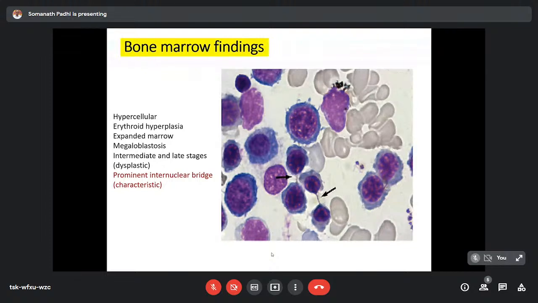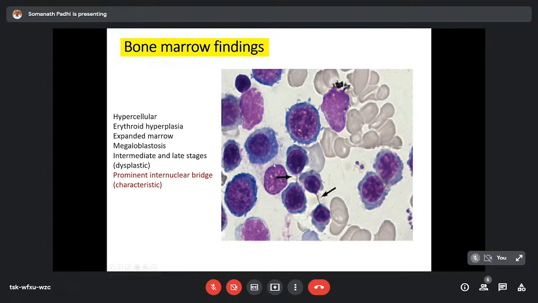So this is the classical bone marrow finding in a case of CDA1. This is a markedly hypercellular bone marrow with a striking erythroid hyperplasia, and because of the striking erythroid hyperplasia, there may be an expansion of the inner and outer table of the bone marrow that can lead to skull bone abnormalities. There may be presence of megaloblastosis.